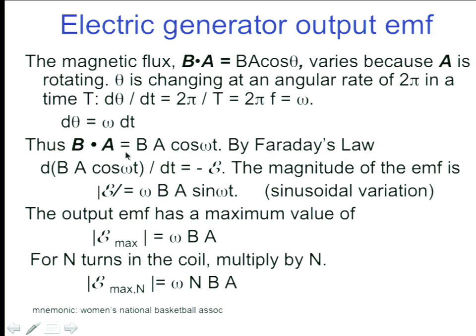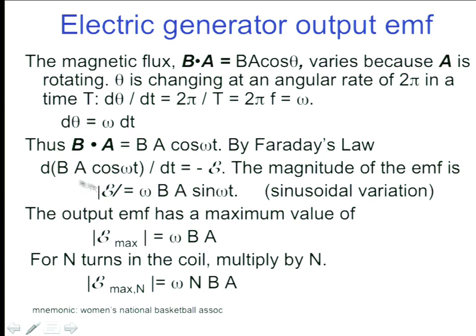I think this is in the book, so I won't drag it out too much. But the point is that the flux, B dot A, is B times A times the cosine of the angle between them. But the angle is varying in time, with the angular frequency omega defined as 2 pi times the regular frequency. So it's the number of angles swept out per second in radians.